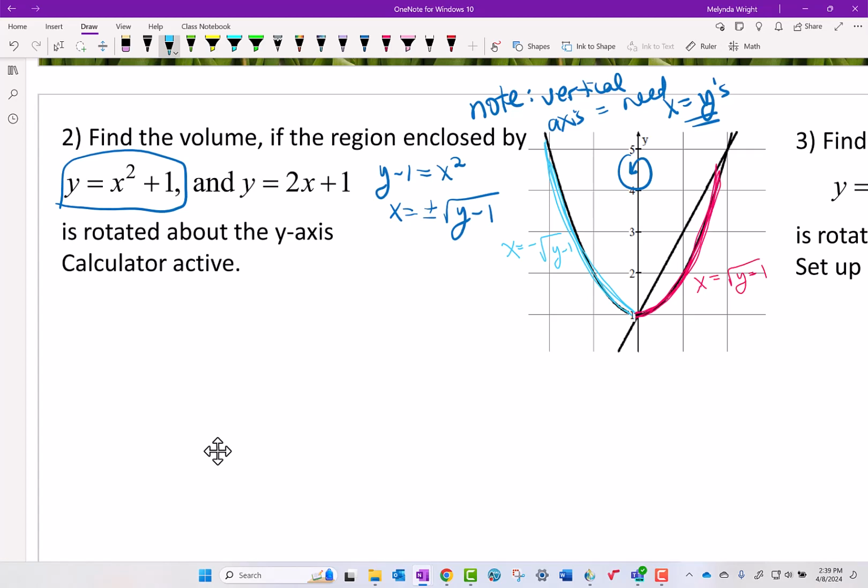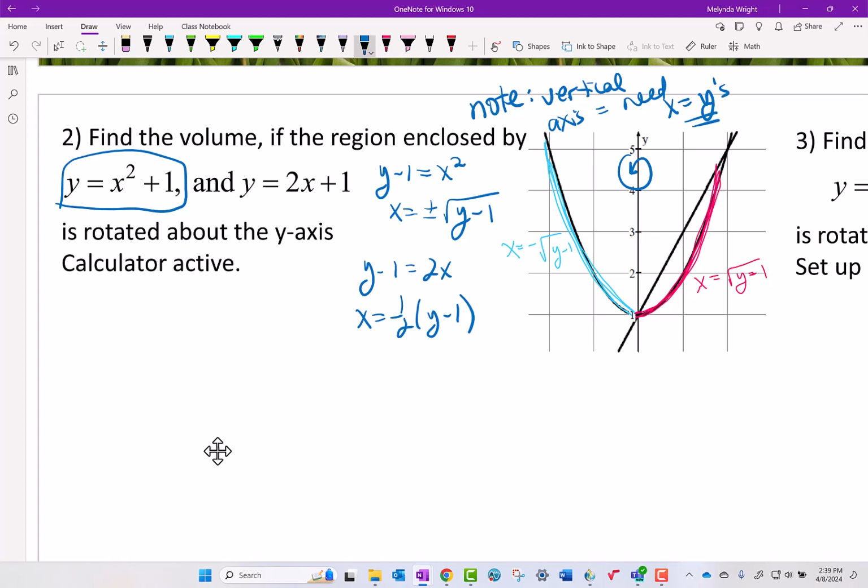Now we need to solve the line for x. Okay, so I'm going to move the 1 over again. y minus 1 equals 2x. So x is going to be 1/2 times y minus 1. And you could distribute it out if you want to. I would probably just leave it like that.